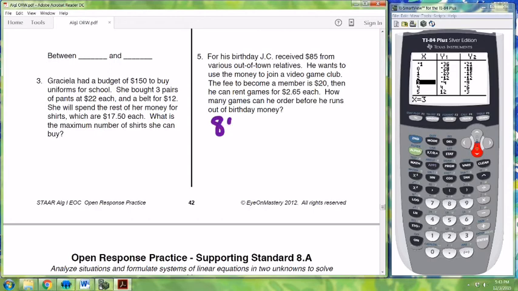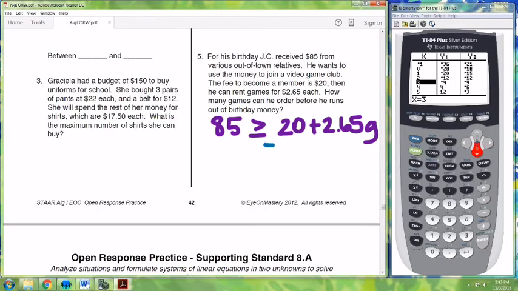Okay, so we know that he starts out with $85. Okay, so I'm going to come back and put the symbol in there in just a second. It's $20 to join plus $2.65 per game. It says how many games can he order before he runs out of money? Okay, so if we think about this, $85 is all he has. We can't spend more than $85, okay? So this amount on the right-hand side needs to be less than the $85, or the $85 has to be the bigger amount, okay? So now I'm going to solve.